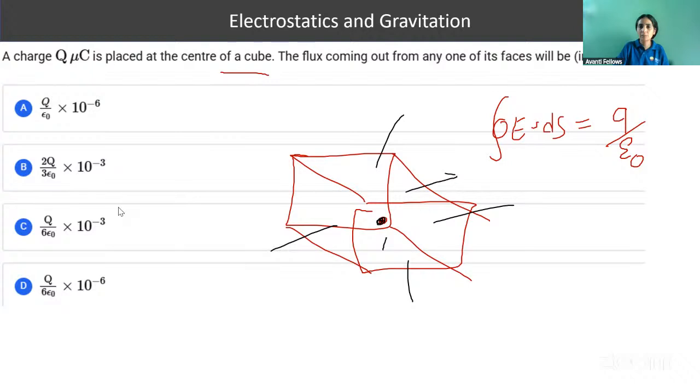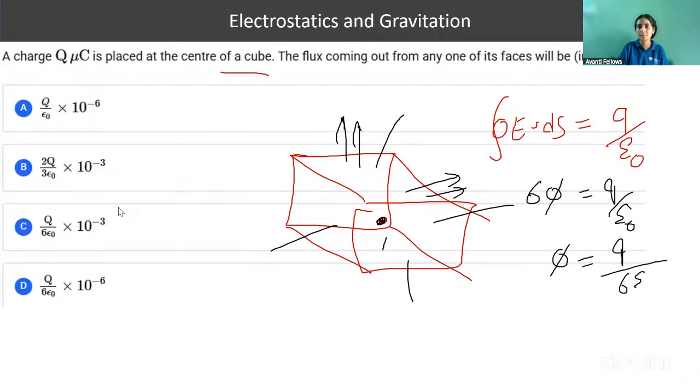So whatever flux will go from this surface, same flux will go from this surface. So if there are 6 surfaces, and from one surface flux phi is going, it means total flux is 6 phi, and this is equal to q by epsilon naught. So flux phi, that is flux through any one surface, is equal to q by 6 epsilon naught.